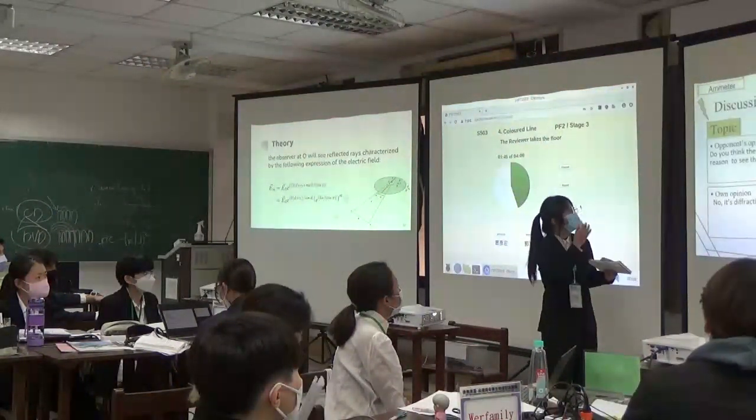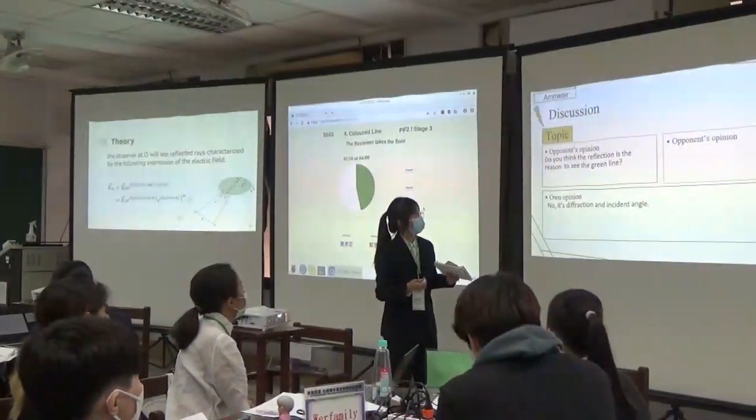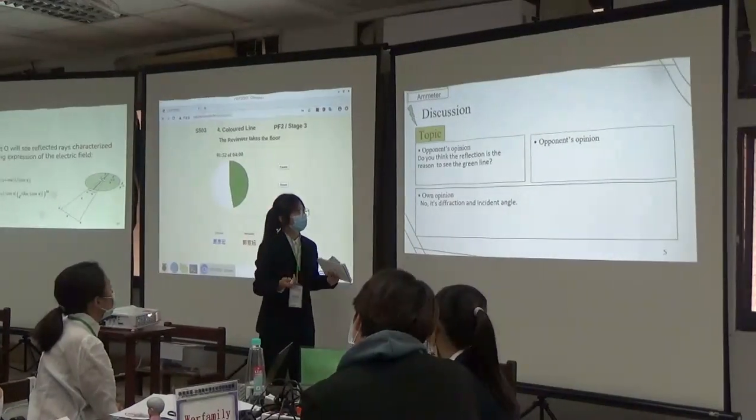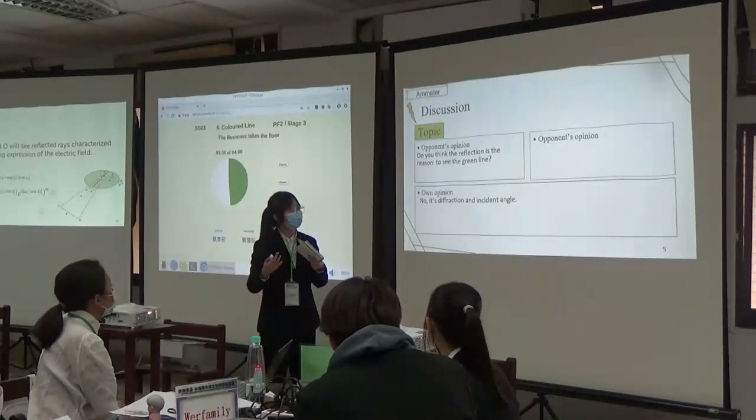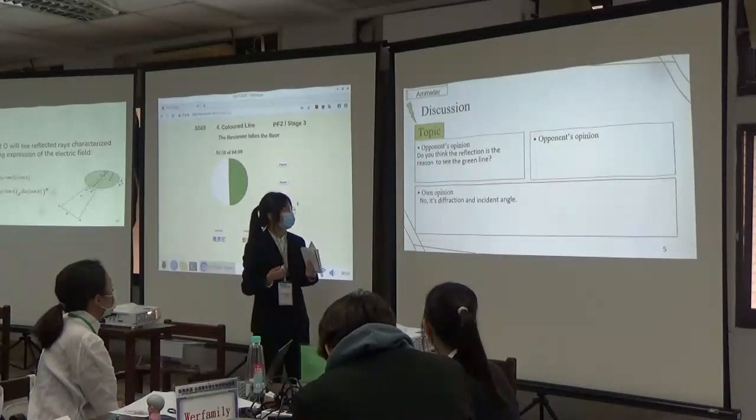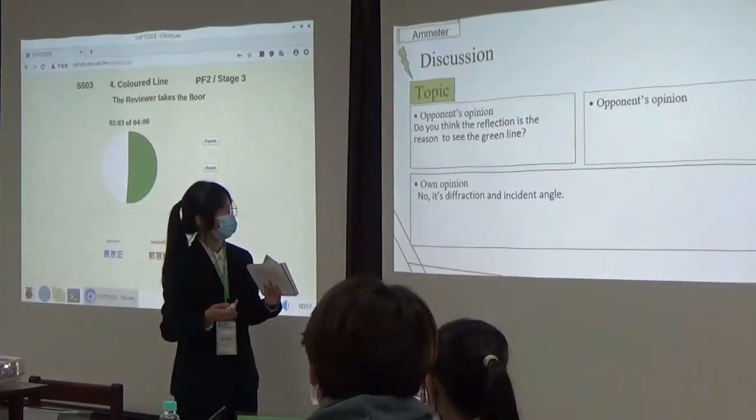On the topic of discussion, the opponent asked, do you think reflection is the reason we see the green line? The opponent didn't give her opinion, and our own opinion is no, it's diffraction and incident angle.